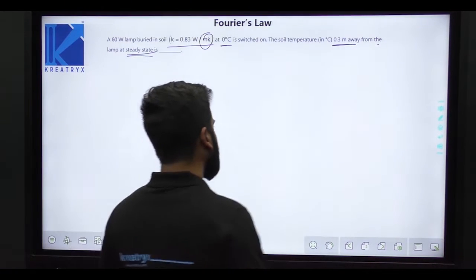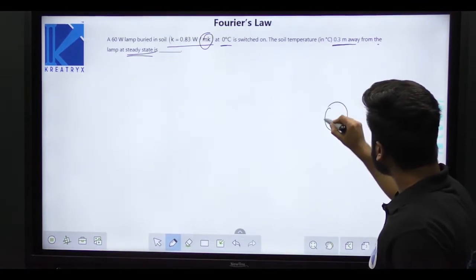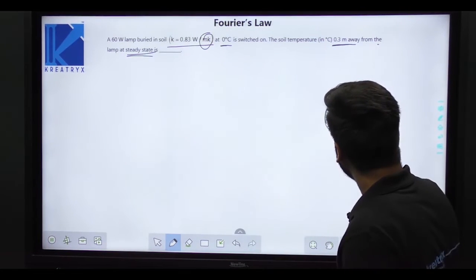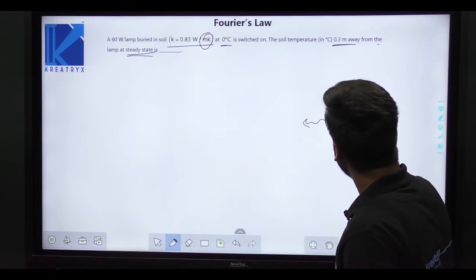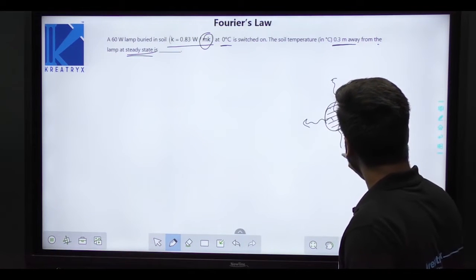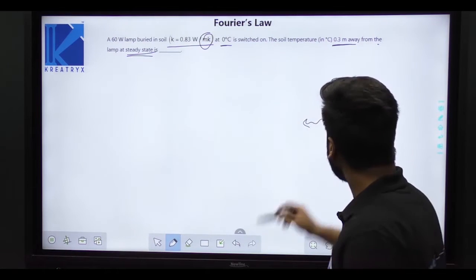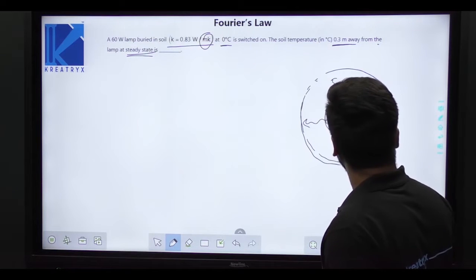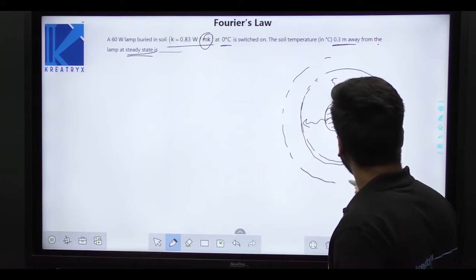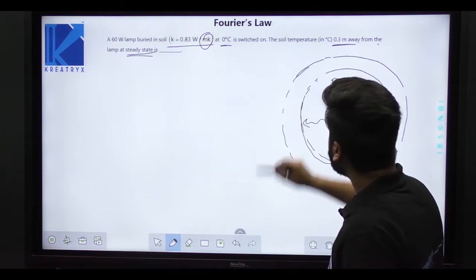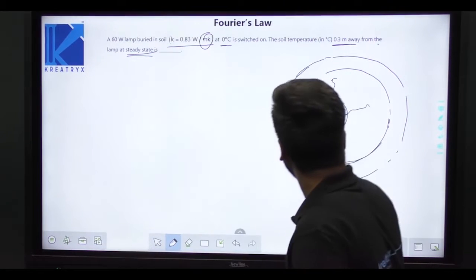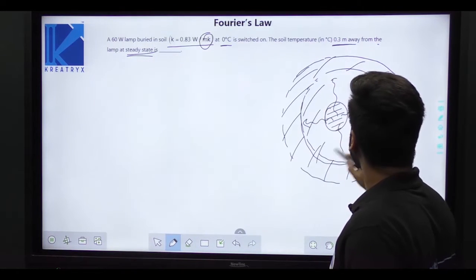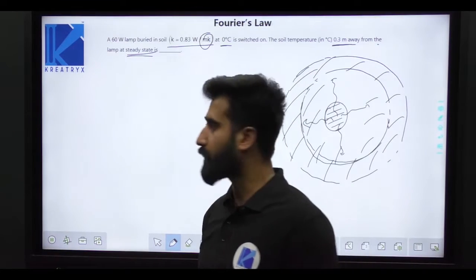Suppose this is the lamp, and when I switch it on, can I say that it will transfer the heat in the radial direction, in all the radial directions? So can I say that the area will be spherical? It will be conducting heat in the soil in this spherical area. Okay, this was the concept.